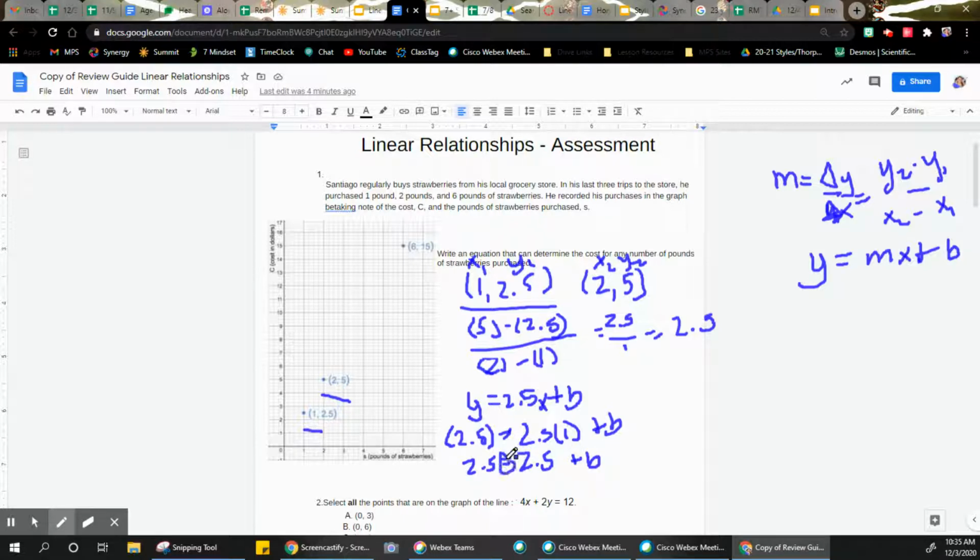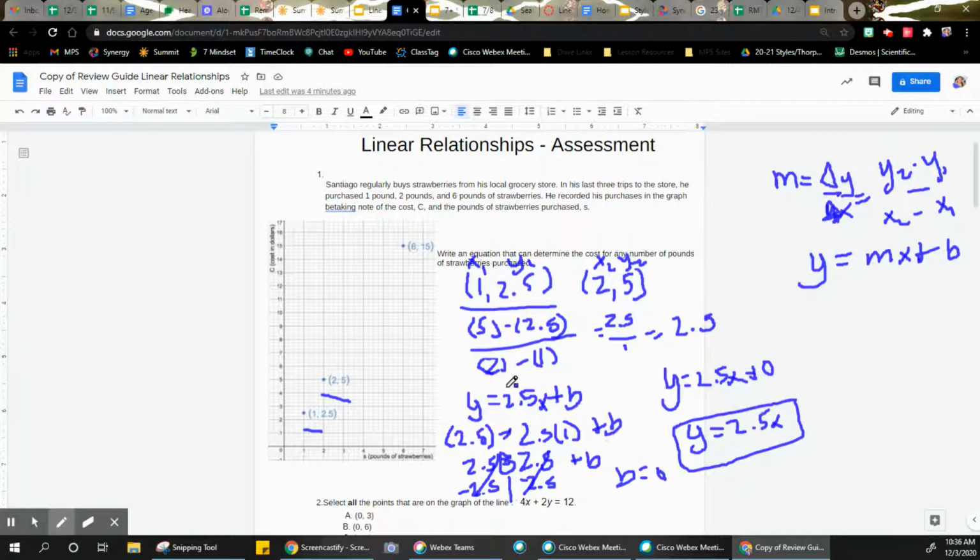To figure out what b is, I need to solve. So the center of my equation is the equal sign. I'm going to get b by itself by subtracting 2.5 from each side. 2.5 minus 2.5 is 0. 2.5 minus 2.5 is 0. So my b is equal to 0, which means my equation is going to be y equals 2.5x plus 0, or if I simplify that, it's just 2.5x.